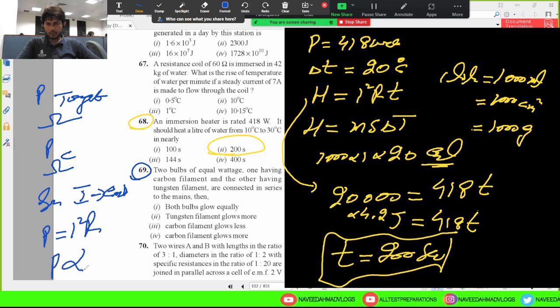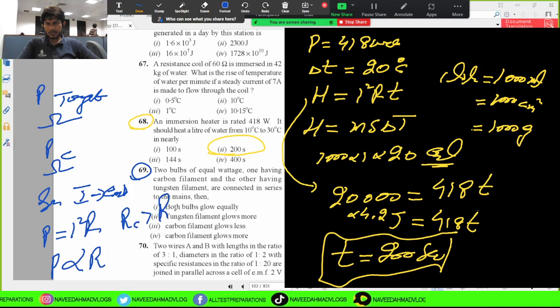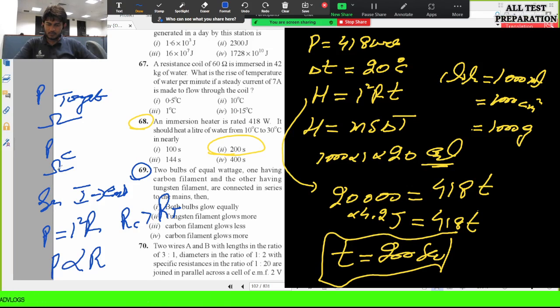Okay, and that is the proportion to resistance. So the resistance of the carbon is greater than the resistance of the tungsten. Okay, that's why the power consumed in carbon will have a high value.